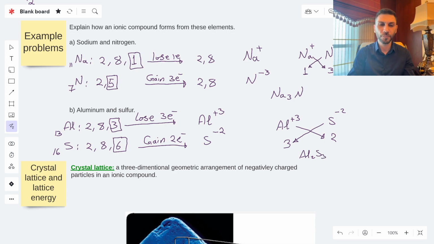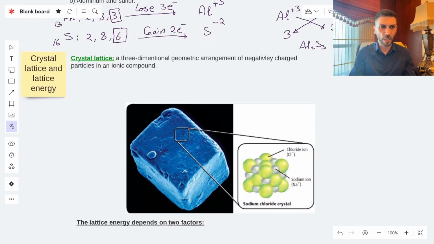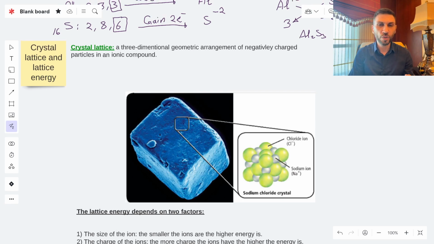So the compound should be Al2S3. All right, now a new keyword, it's called the crystal lattice. The crystal lattice is the three-dimensional geometric arrangement of the negatively charged particles in the ionic compound. Actually, this one is by mistake. It's the oppositely charged particles.